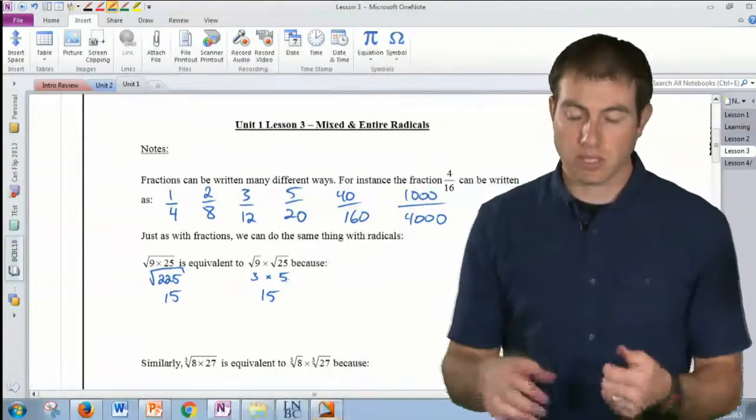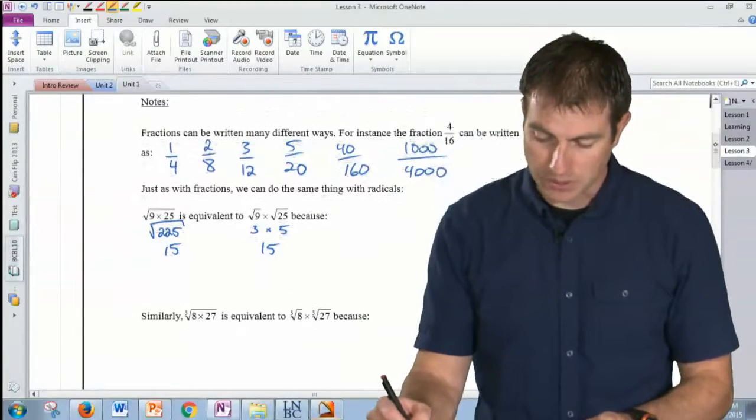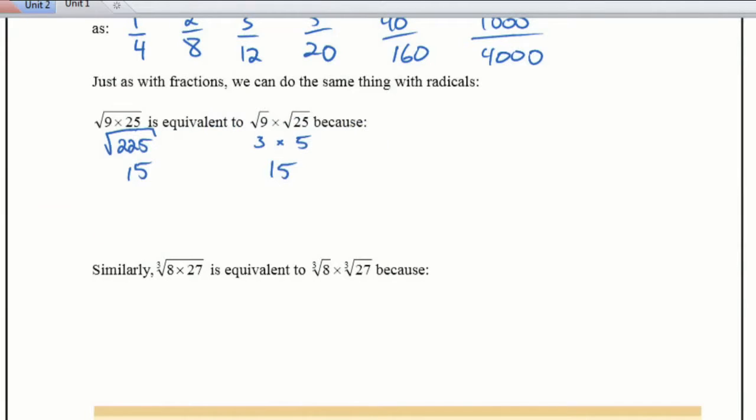So it kind of gives us a little bit of flexibility in answering some of these questions. The same thing exists for our cube roots. If I were to take the cube root of 8 times 27, I multiply these two together and I get 216. I need to figure out a number multiplied by itself 3 times, which equals 216.